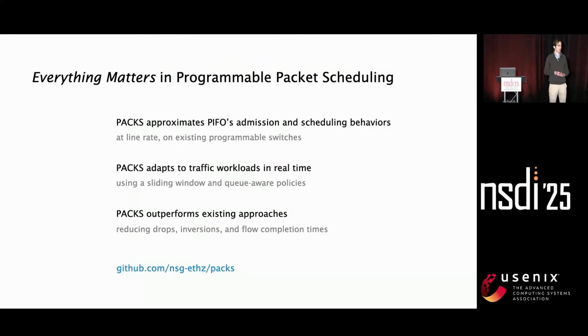So this brings me to the end of this talk, in which we've seen how PAX approximates PIFO's admission and scheduling behaviors at line rate on existing devices. We've seen how it adapts to traffic workloads at line rate by using this rank-aware and queue-aware admission and queue mapping strategy. And we've seen how it's able to outperform existing approaches by reducing drops, inversions, and flow completion times.